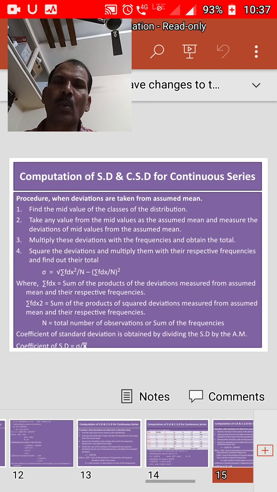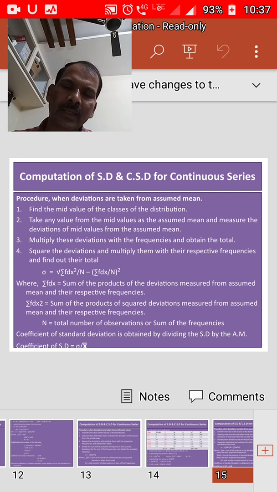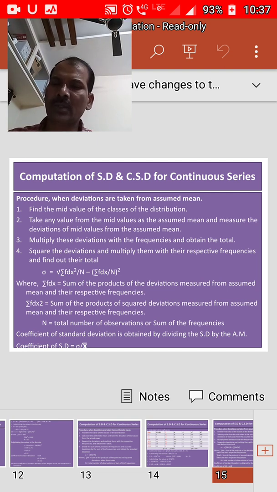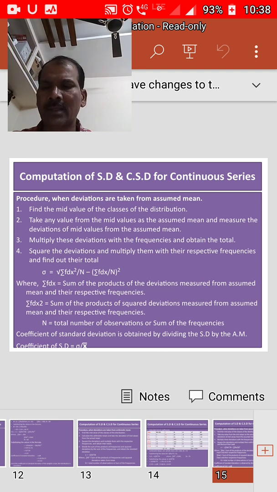Right, now we'll compute standard deviation and coefficient of standard deviation for a continuous series when the deviations are taken from assumed mean. We have a procedure for this. According to the procedure, first step, find the mid values of classes of the distribution. Second, take any value from the mid values as the assumed mean and measure the deviations of mid values from the assumed mean. Third, multiply these deviations with the frequencies and obtain the total. Fourth, square the deviations and multiply them with their respective frequencies and find out their total.